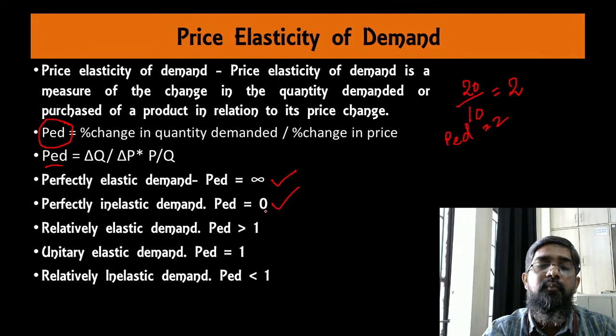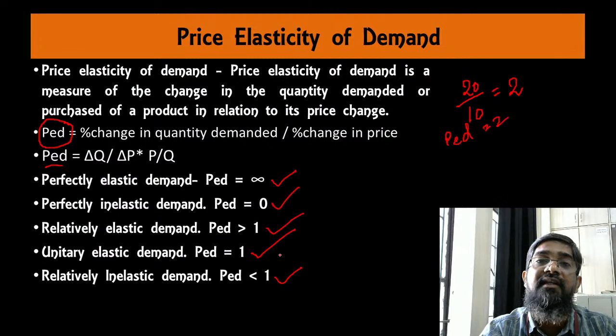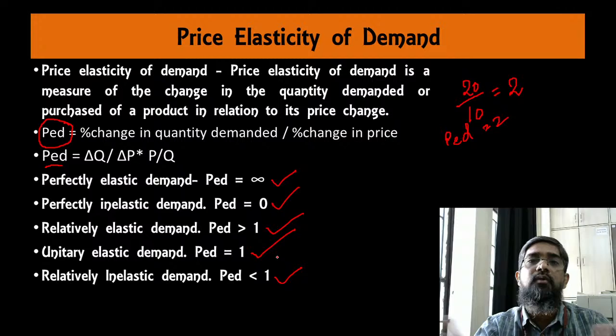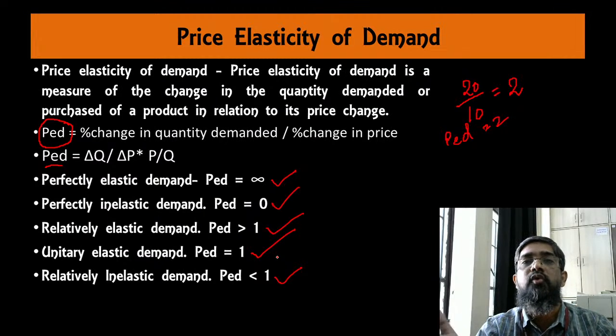Infinity, equal to 0, that is perfectly inelastic. Relatively elastic, that is greater than 1. Unitary elastic, that is equal to 1. Relatively inelastic demand, that is less than 1. So there are 5 different degrees of price elasticity of demand, or in other words you can say price elasticity of demand ranges between 0 to infinity.